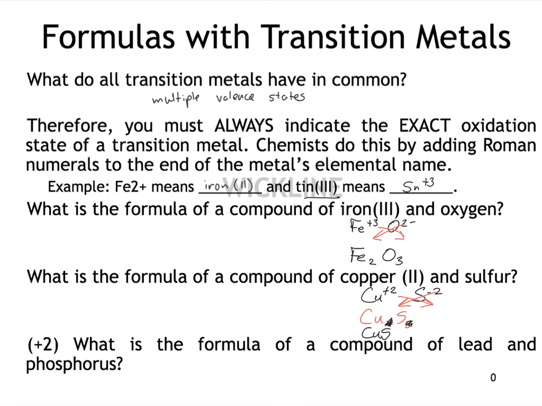All right, let's do one more. This is a bit harder. What's the formula of a compound of lead and phosphorus? You need to pay attention to the fact that lead is a transition metal and has more than one valence state. Therefore, since I did not say exactly what valence state of lead I meant, this question is impossible to answer.